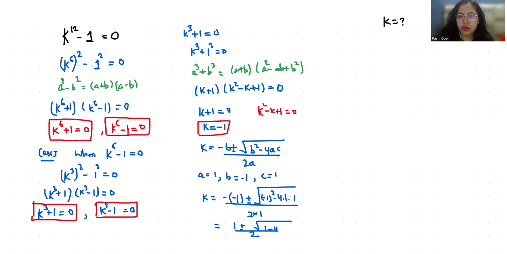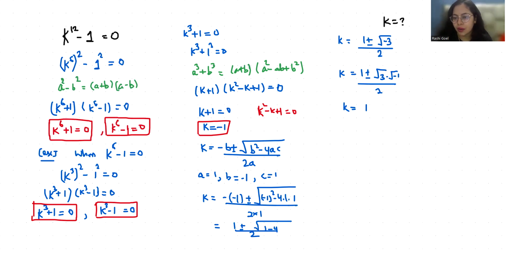So k is equals to 1 plus minus square root of negative 3 by 2, and k is equals to 1 plus minus, we can write it as 3 times square root negative 1 by 2, and square root of negative 1 is equals to iota. So k is 1 plus minus square root of 3 iota by 2.